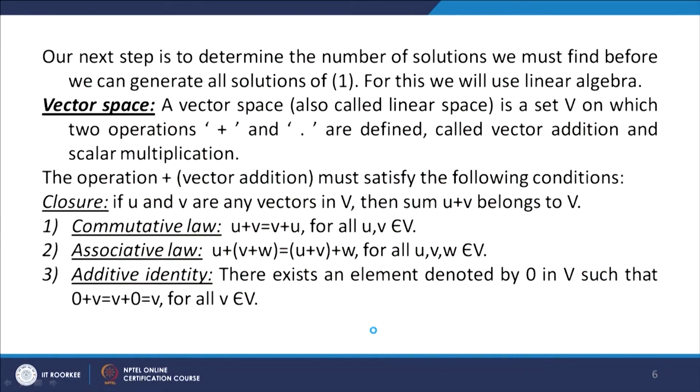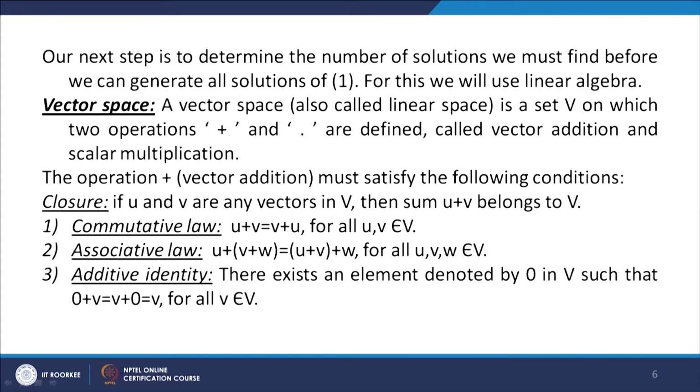This is a solution of the given system for any choice of constants C1 and C2. Now our next step is to determine the number of solutions we must find before we can generate all solutions of the system of equations x dot equal to Ax. For this we will have to use linear algebra. So let us begin with the definition of a vector space. A vector space is also called a linear space. So it is a set V on which we define two operations. One is denoted by plus, the other is denoted by dot. The plus operation is known as vector addition and the dot is known as scalar multiplication.